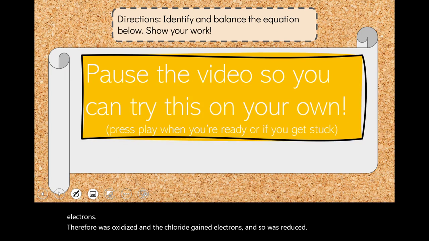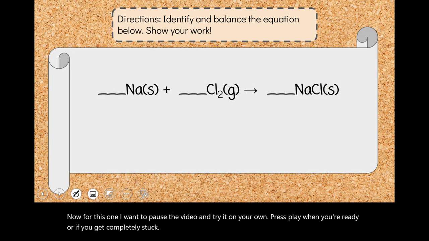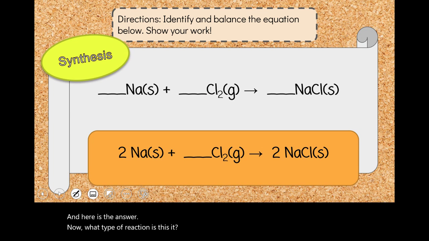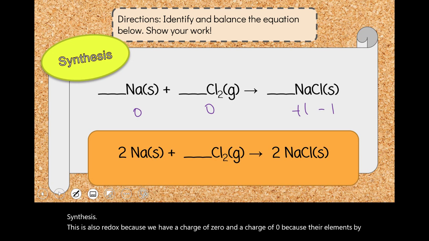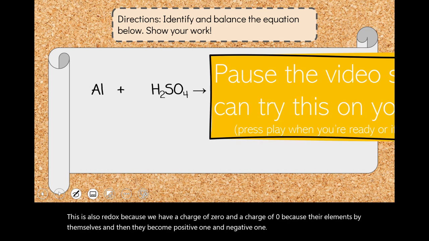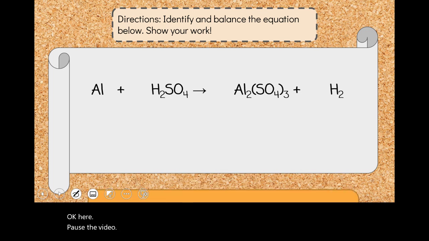Now for this one, I want y'all to pause the video and try it on your own. Press play when you're ready or if you get completely stuck. And here is the answer. Now, what type of reaction is this? You know it. Synthesis. This is also redox because we have a charge of 0 and a charge of 0 because they're elements by themselves, and then they become +1 and -1. Okay, here, pause the video. Here's the answer.